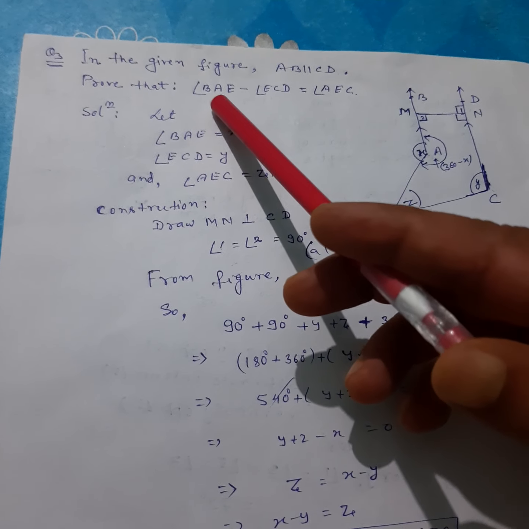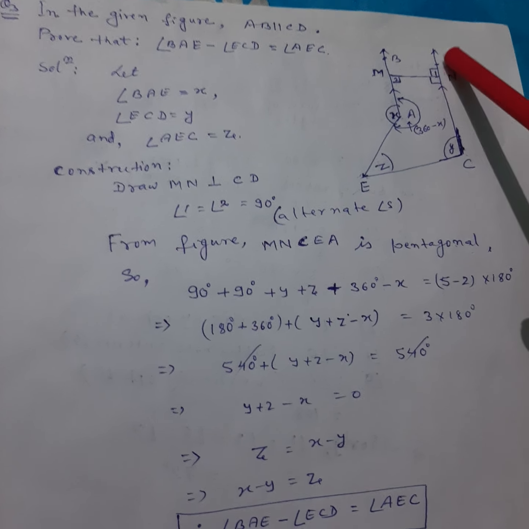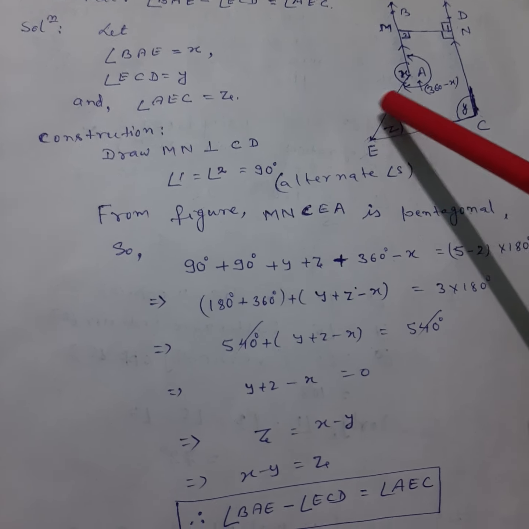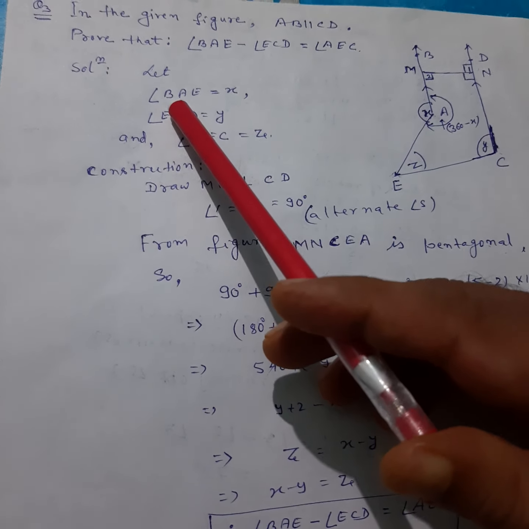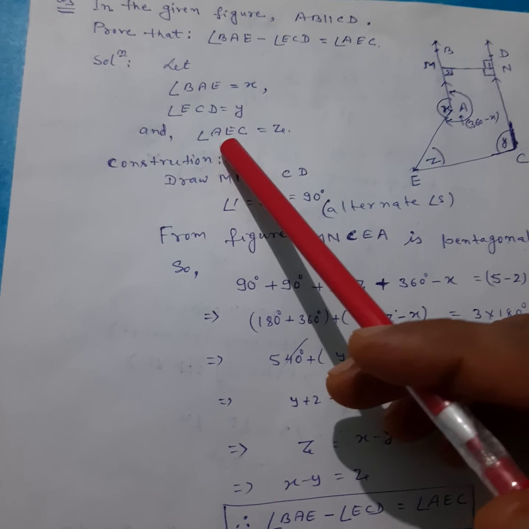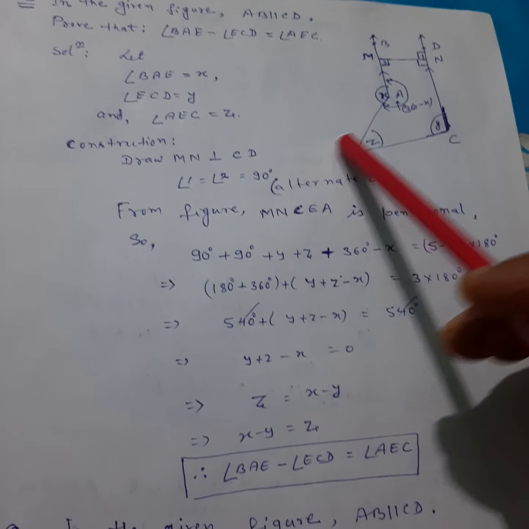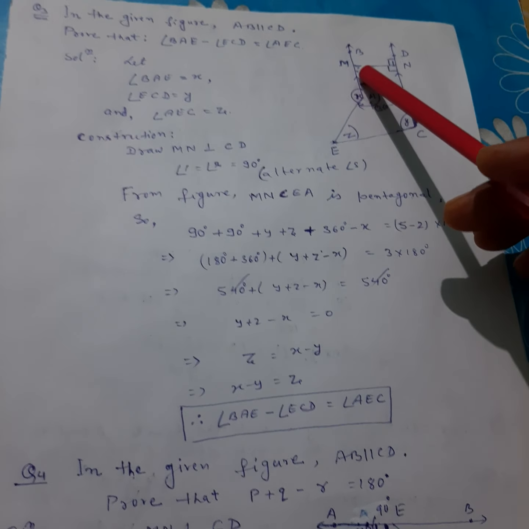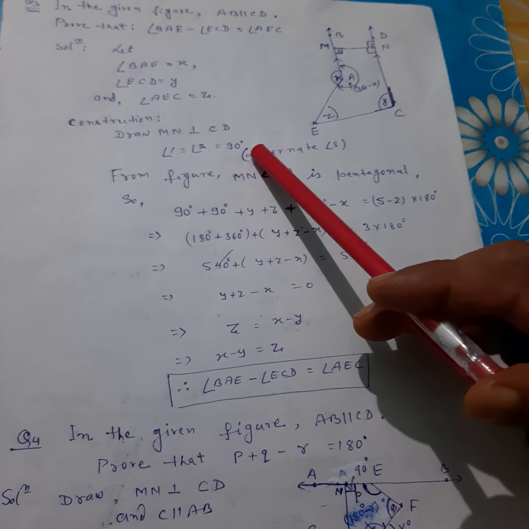Question: in the given figure, AB parallel CD. Here we have to prove that angle BAE minus angle ECD equals angle AEC. Suppose angle BAE is X, angle ECD is Y and angle AEC is Z. Construction: draw MN parallel CD. As we observe in the figure, MN parallel CD, angle 1 equals angle 2, because CD parallel AB, alternate angles, so angle 1 equals angle 2 equals 90 degrees.